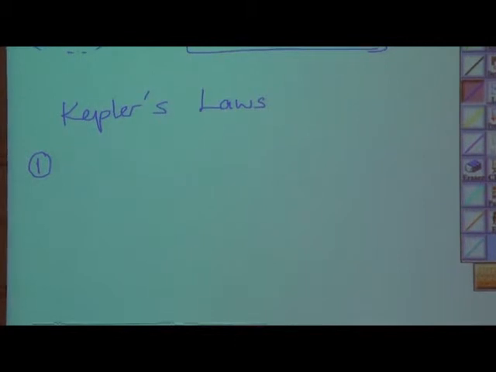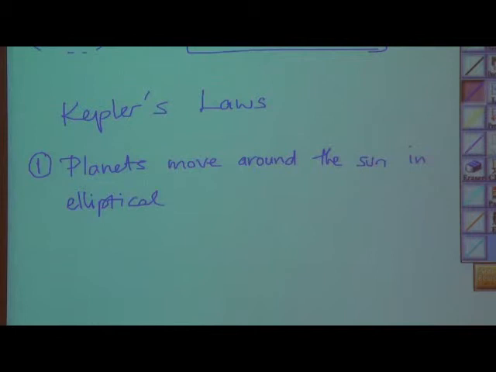Now, the first law of Kepler is that planets move around the sun in elliptical orbits.